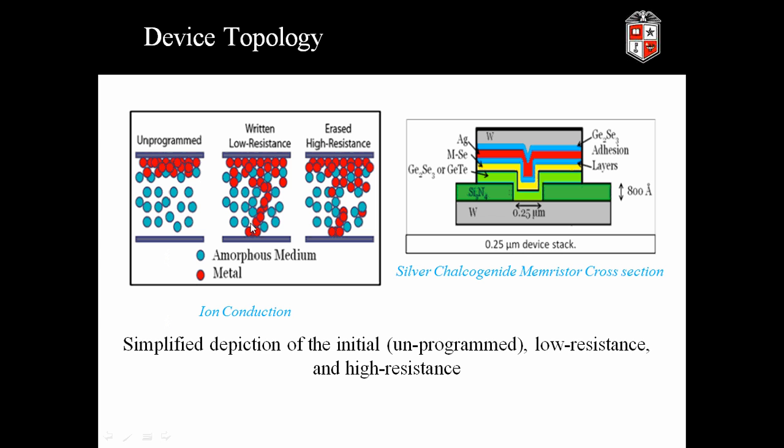This is the formation of ions during low resistance, high resistance, and unprogrammed states. And this is a typical cross-sectional view of a silver chalcogenide memristor, which has two platinum electrodes, and we use silicon nitride, germanium selenium metal selenide, and silver in order to fabricate this memristor.